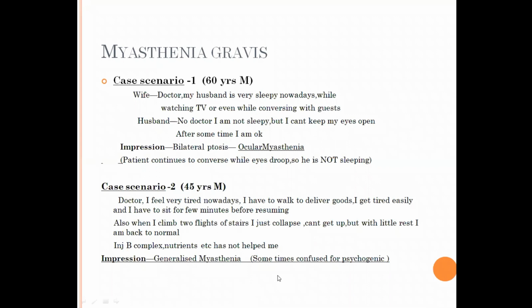Now let us see the scenario. A 60-year-old male patient, the wife comes to the OPD and says, "Doctor, my husband is very sleepy nowadays while watching TV or even while conversing with guests." Husband says, "No, doctor, I am not sleepy, but I can't keep my eyes open. After some time, I am okay." Now, this is a typical story of ocular myasthenia, where the patients have weakness of the levator palpebrae superioris.